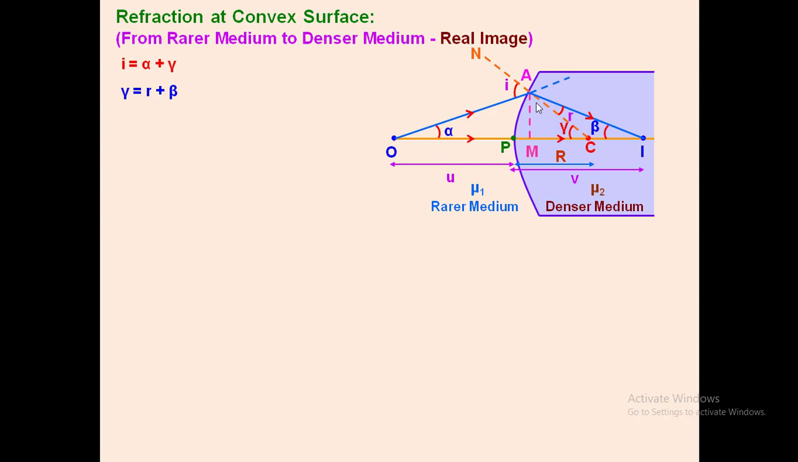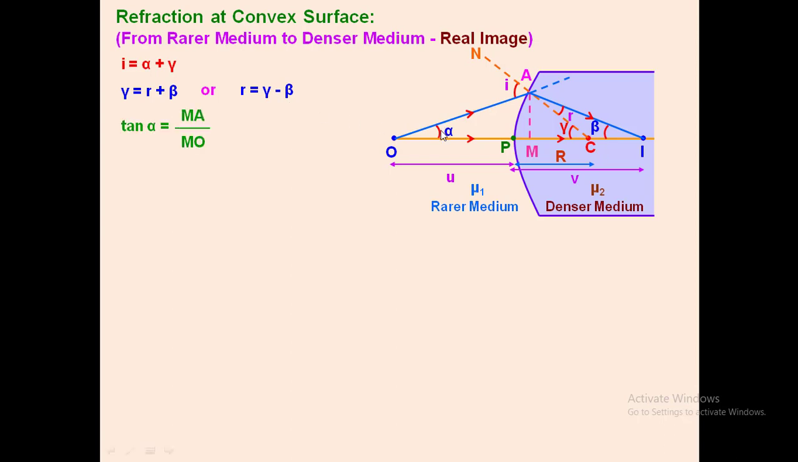In the same way, if you take the triangle IAC, I repeat, IAC. If you consider the triangle IAC, gamma is the exterior angle and R and beta are the two opposite interior angles. So the second equation is gamma is equal to R plus beta. That is your second equation. Or we can write R is equal to gamma minus beta.